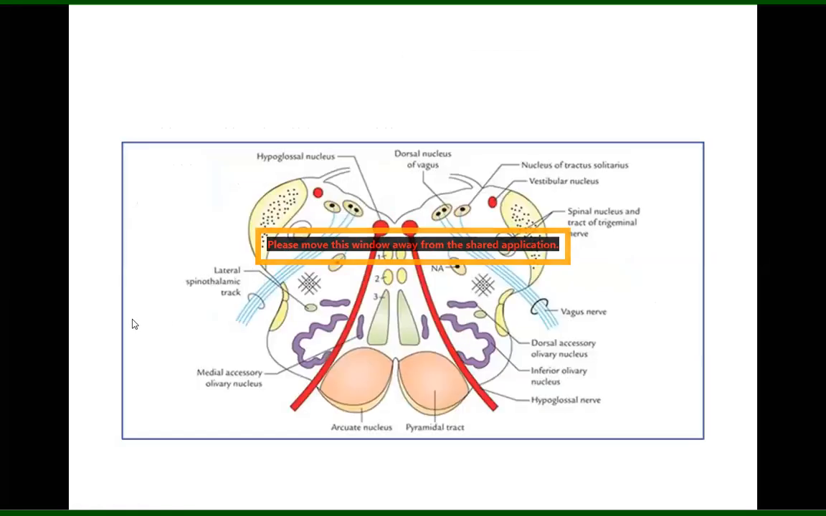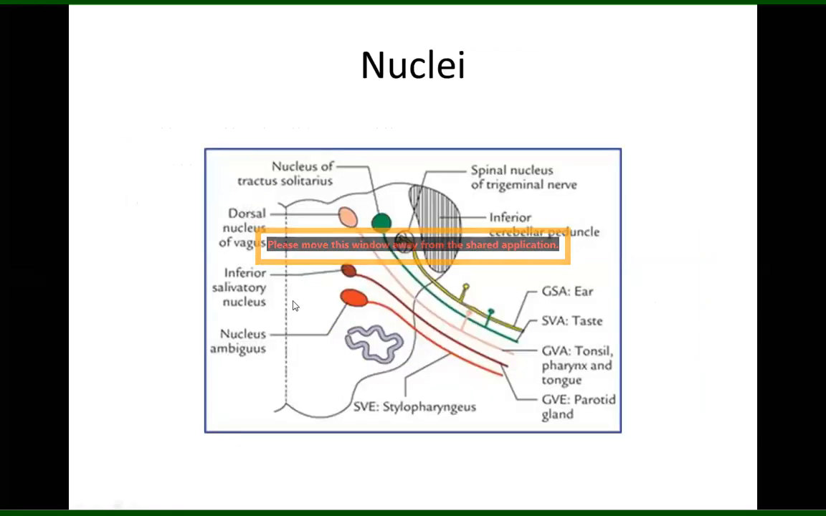So here you can see the various nuclei which are contributing to the glossopharyngeal nerve, and we can see here these various nuclei. One is the nucleus of tractus solitarius, which is for the taste sensation, dorsal nucleus of the vagus, then the inferior salivatory nucleus, and nucleus ambiguus.